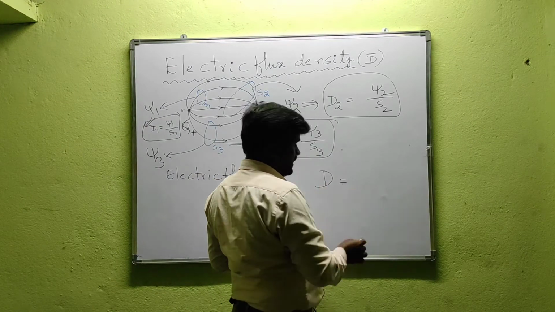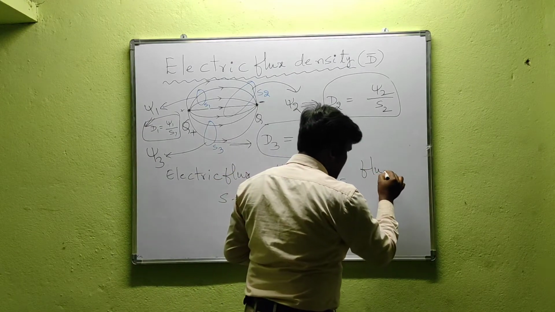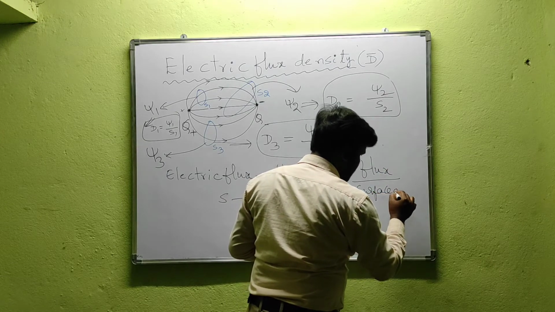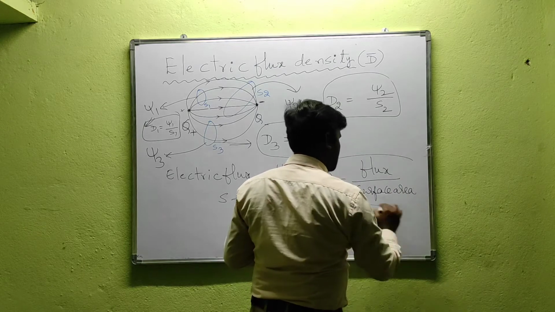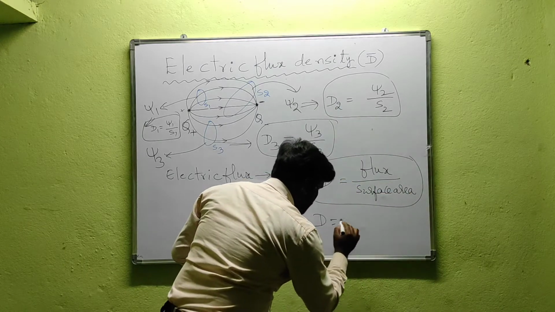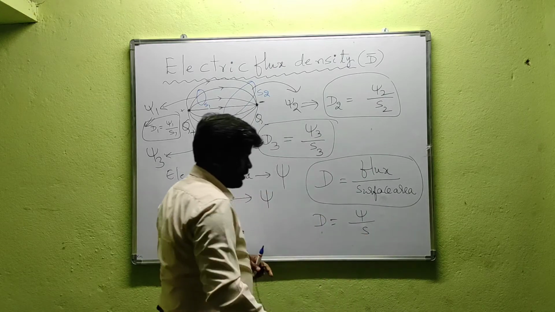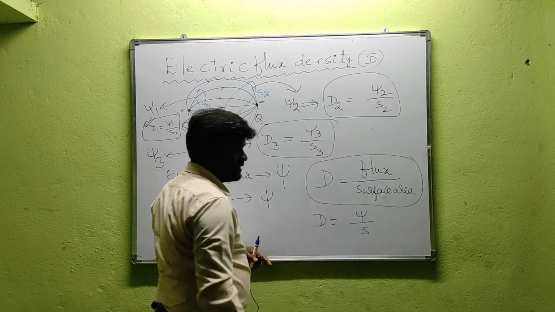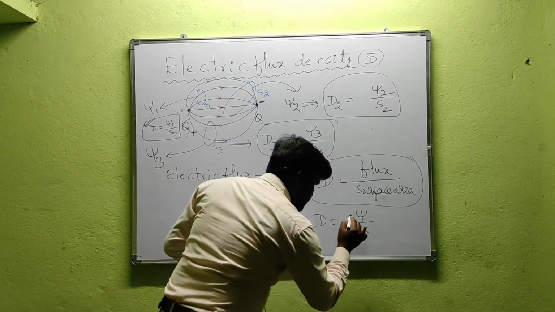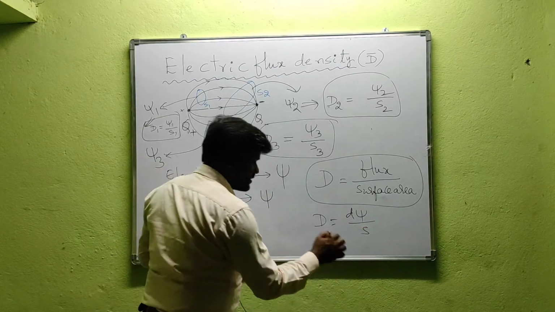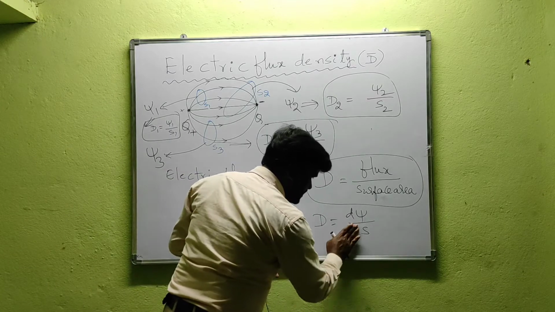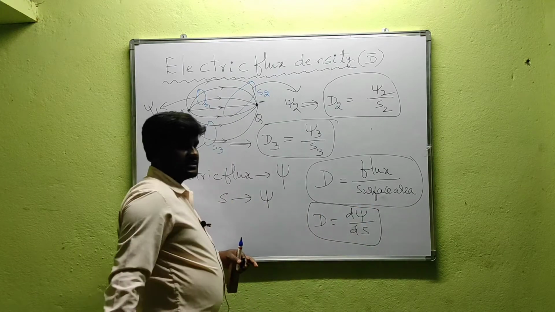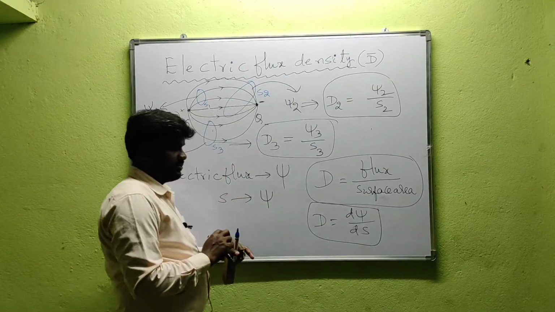That's why we can define this D as flux per unit surface area, that is, D is equal to psi by S. If this area changes, this flux changes, that means the change in the area leads to a change in the flux crossing that surface area. So that's why we can write D is equal to d psi by dS.